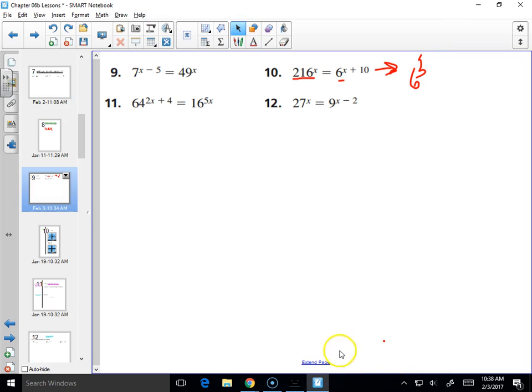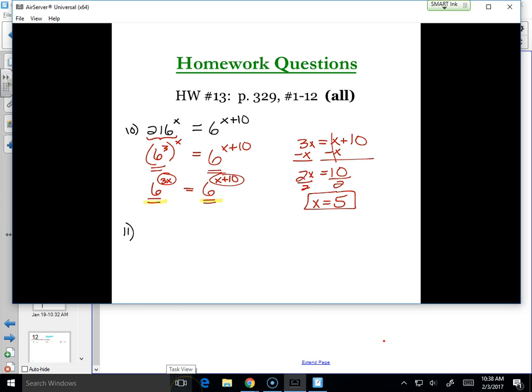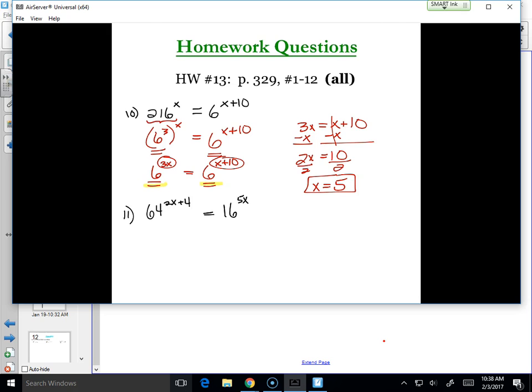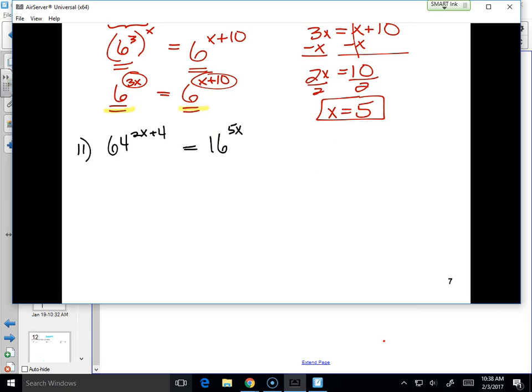64, you guys gonna keep on reading it off for me? I got you. Cool. 64 to the power of 2x plus 4. Okay, so it's still up there. Equals something. 16 to the power of 5x? Yeah. Okay. You guys see how I'm saying to the power? It helps me know where the exponent is.